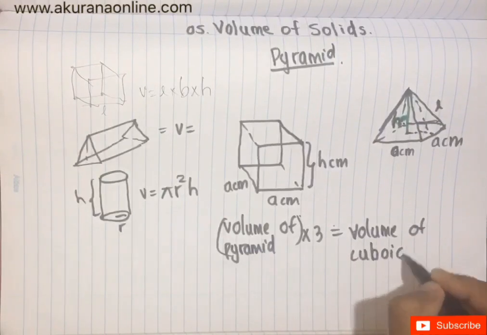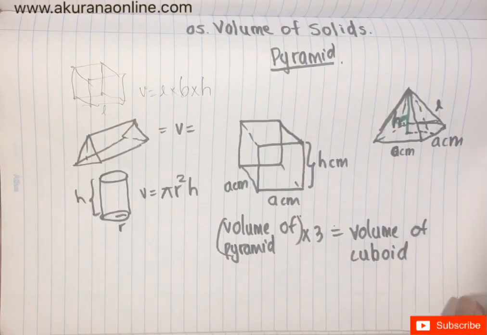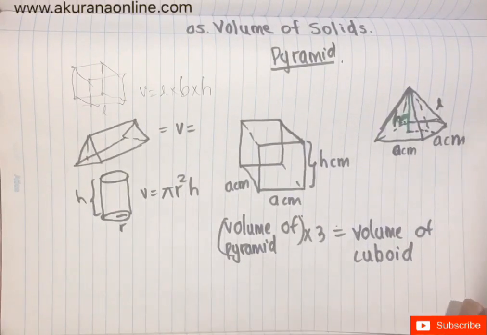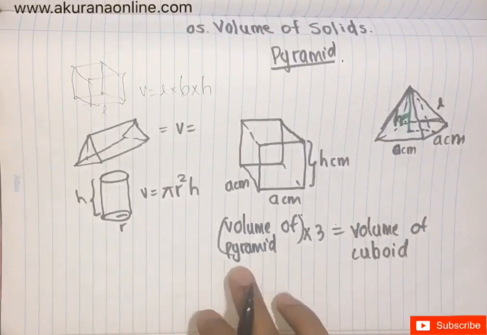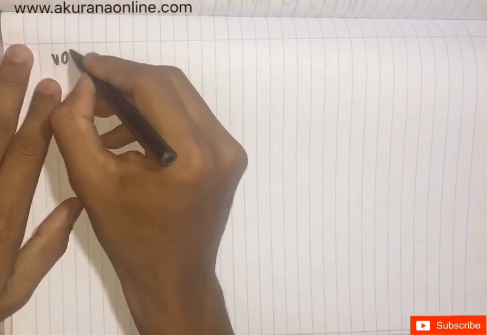Are you clear with this? This is the relationship you have. Now using this relationship, you can find the volume of the pyramid. Are you clear with this? Therefore, in order to find the volume of the pyramid, you have to divide the volume of the cuboid by 3.